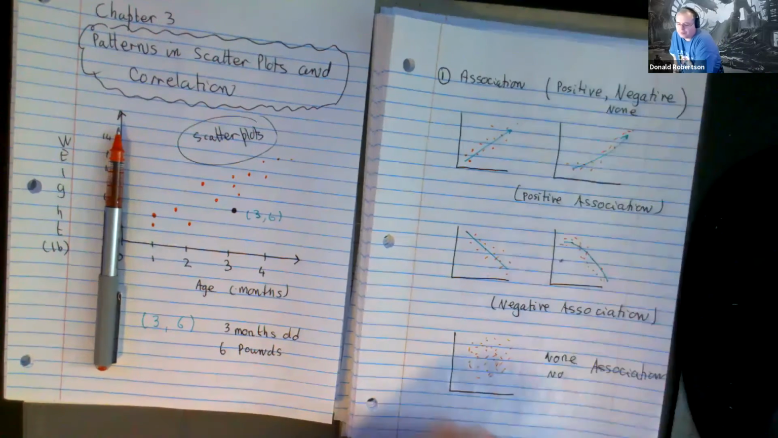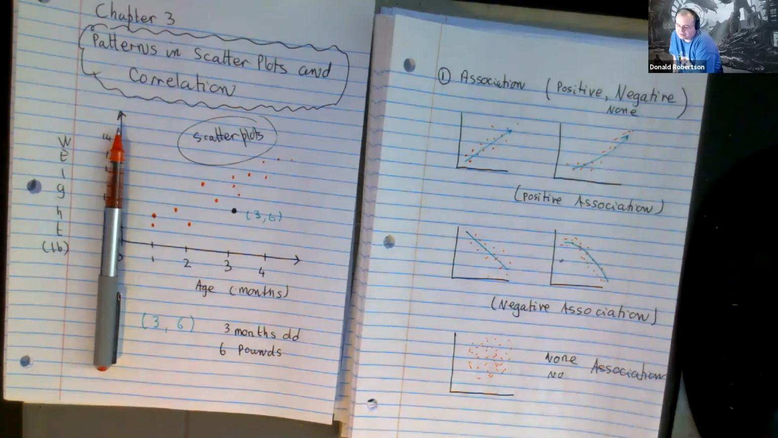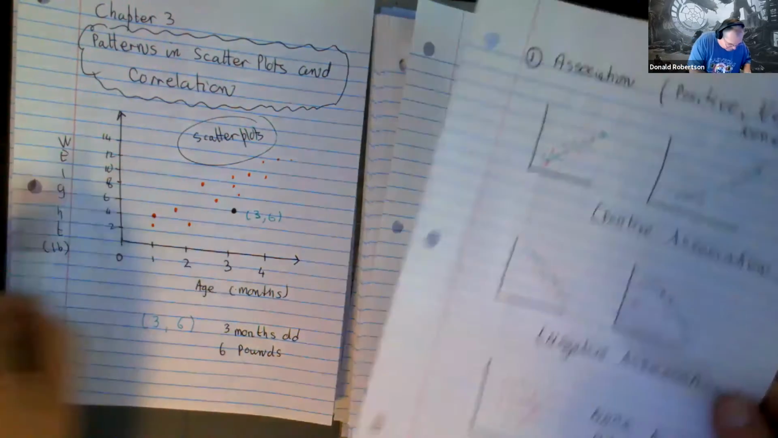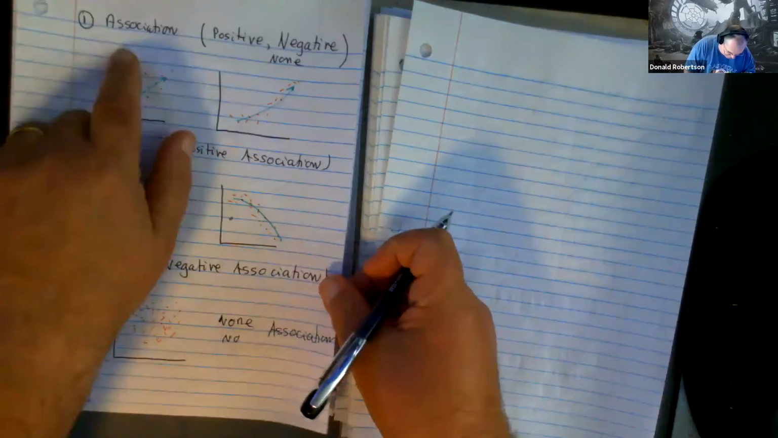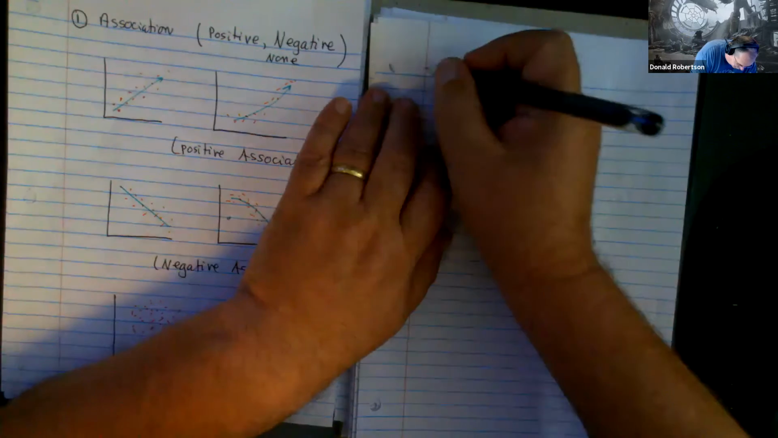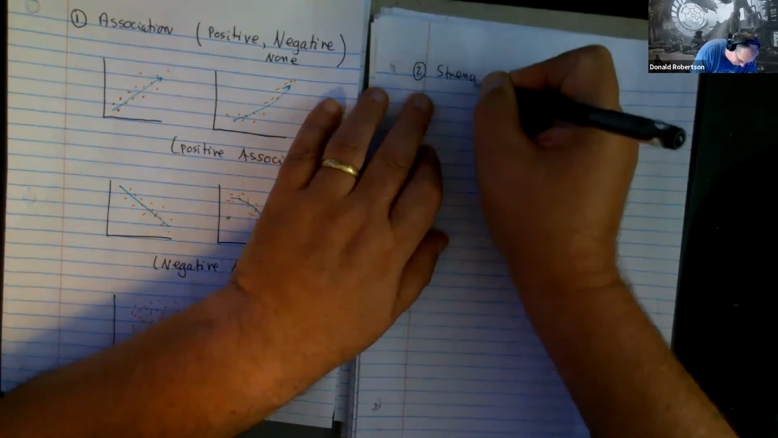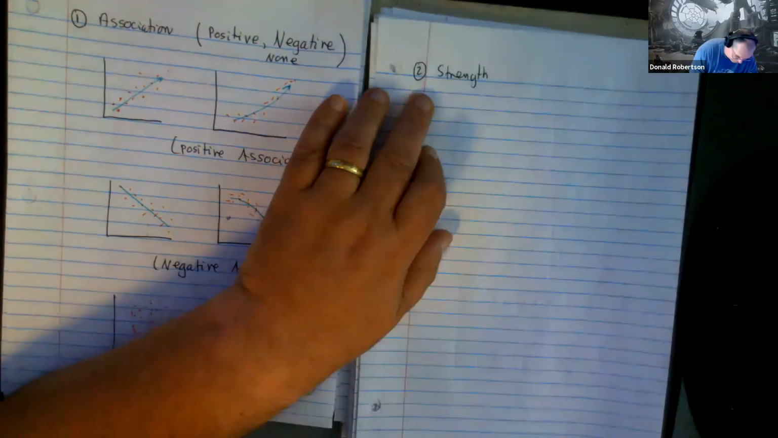Are we comfortable with the term positive, negative, and none? Can you visualize what a scatter plot that had positive, negative, or no association looks like? You good? Right. As I say, a lot of notes today. So that is association. Now we're going to do strength. How strong it is.